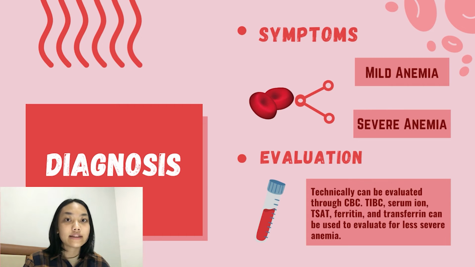syndrome. IDA technically can be evaluated through blood tests including a complete blood count or CBC, and TIBC, serum iron, TSAT, ferritin, and transferrin can be used to evaluate for less severe anemia.